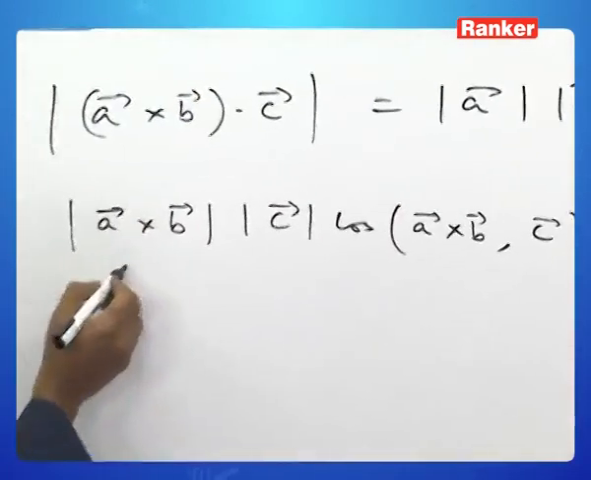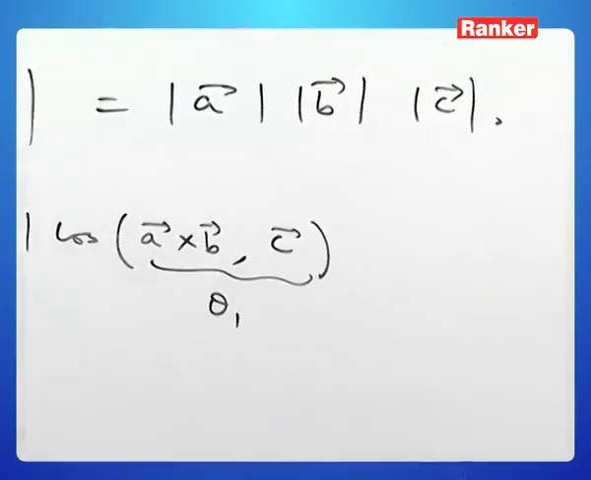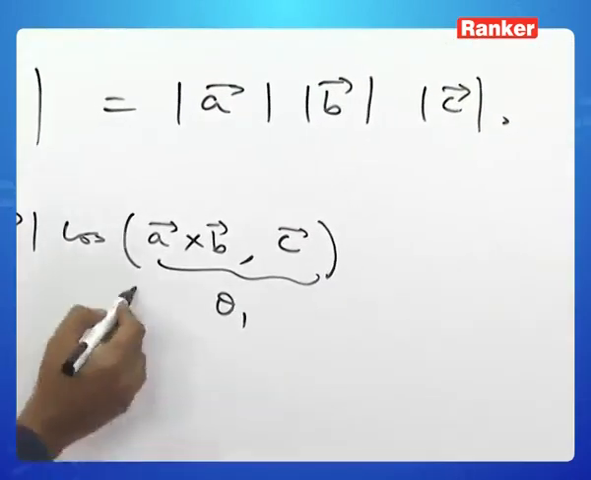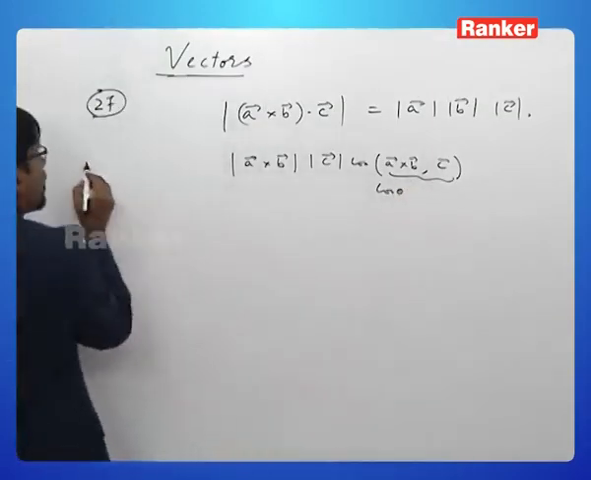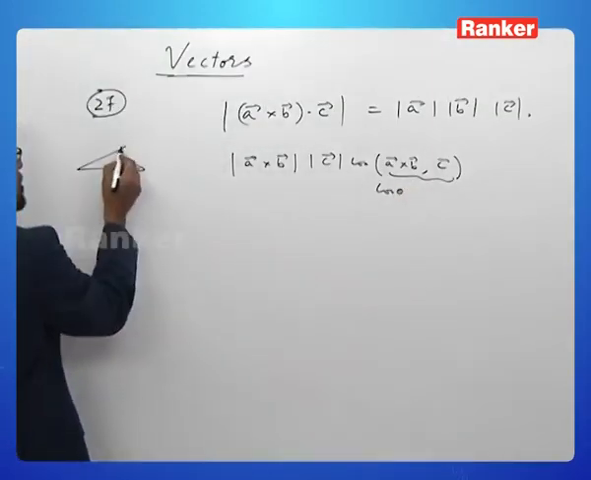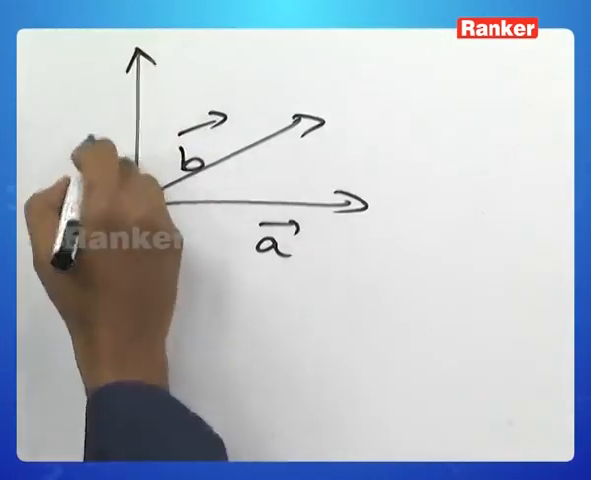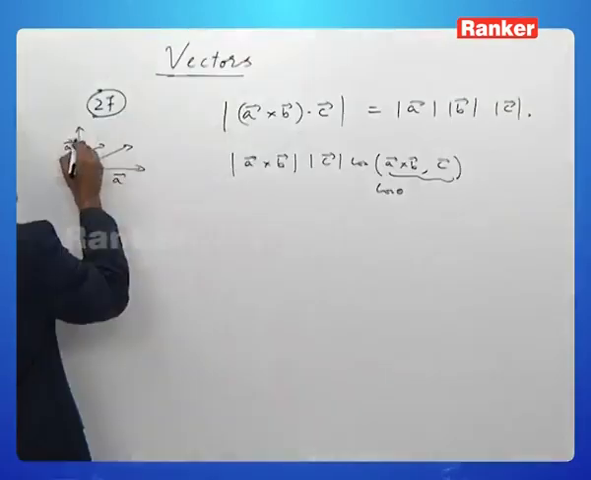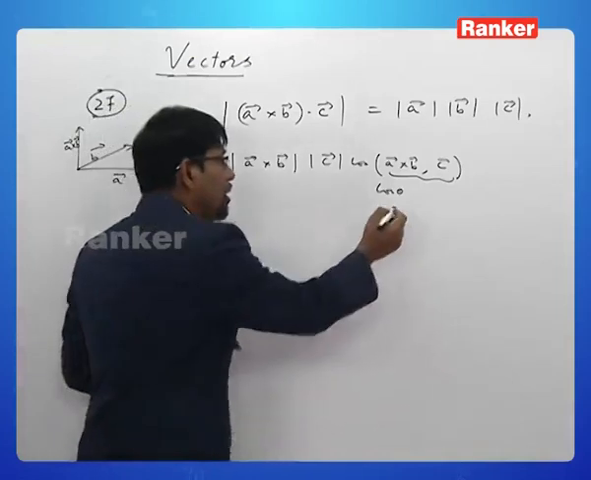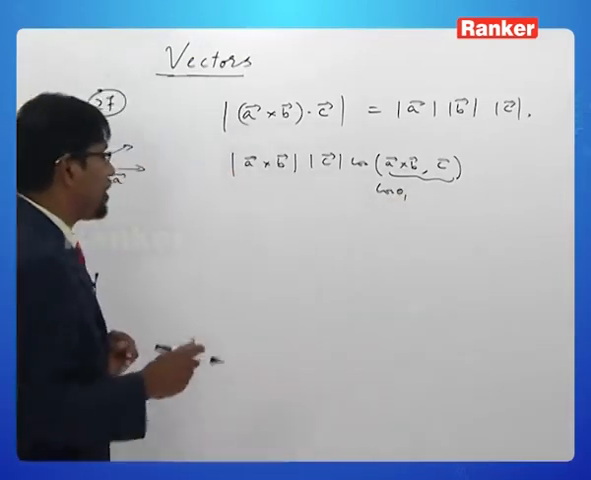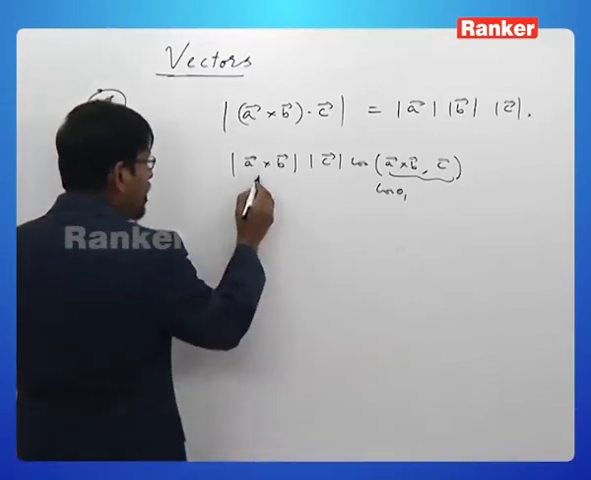What else we can say about this? Let us say this angle is some theta 1, so cos theta 1. That is, the angle between a cross b, with a bar and b bar like this. A cross b would have been like this. The angle between a cross b and c bar, we are calling it theta 1. So we have cos theta 1. Okay, now what about this?